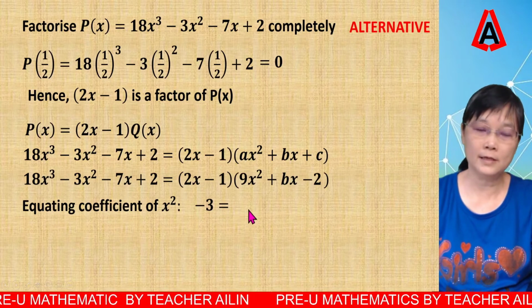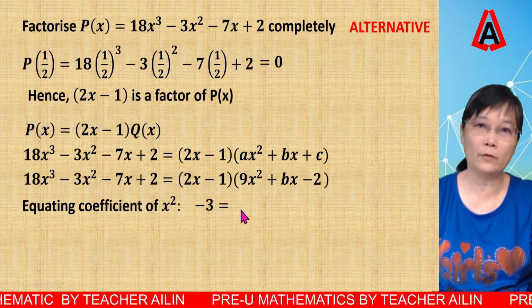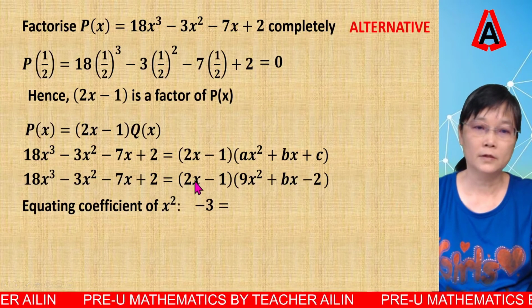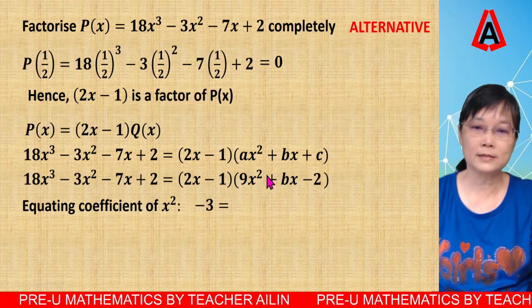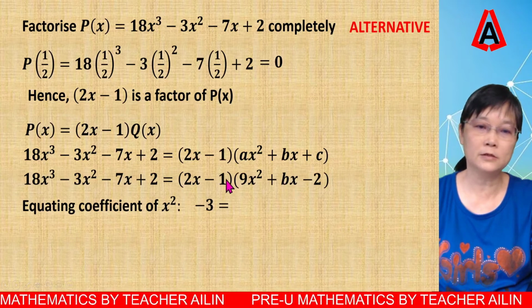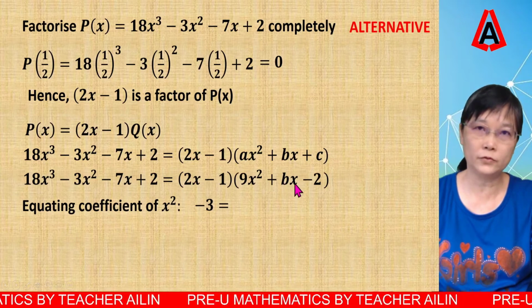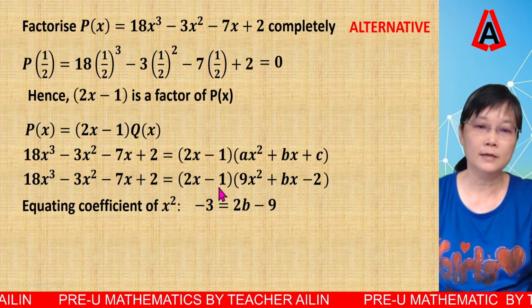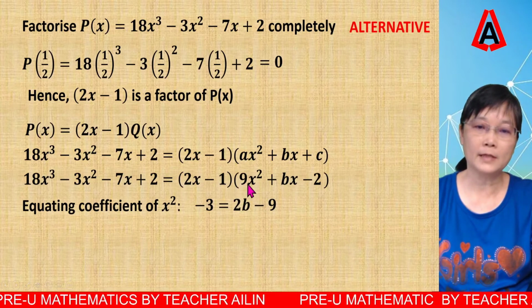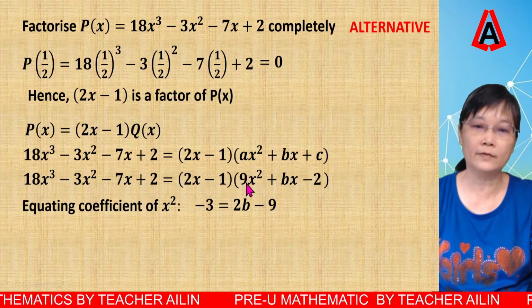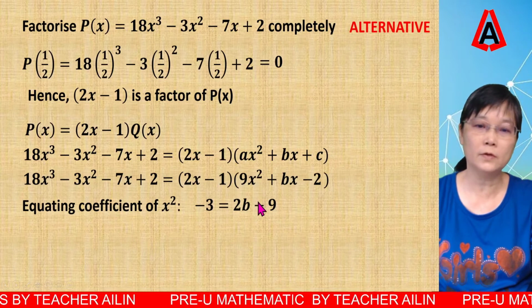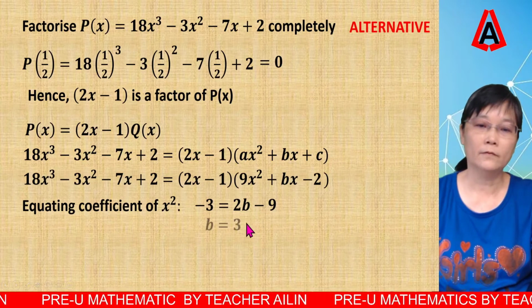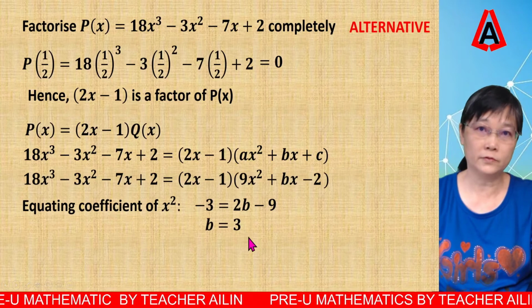Then on the right hand side, we are going to find one by one the terms with x power 2. So we find that 2x times bx is 2bx power 2 and the coefficient is 2b, and -1 times 9x power 2 is -9x power 2, so the coefficient is -9. So from here, we find that b is equal to 3.